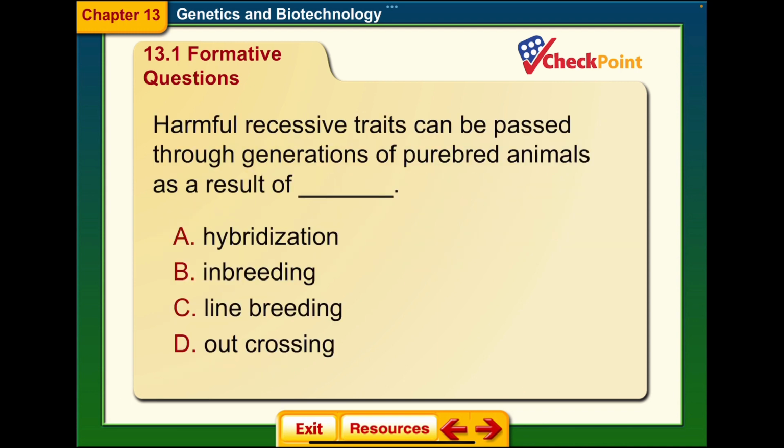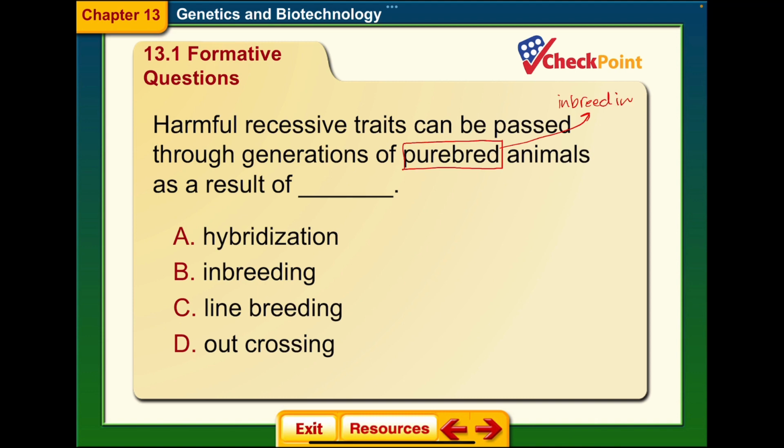Oops, that was a mistake. Nobody saw the answer. Harmful recessive traits can be passed through generations of purebreds. Okay, we're talking about purebred animals as a result of what? Well, we took a little relation. We said whenever we're talking about purebreds, we are talking about inbreeding.